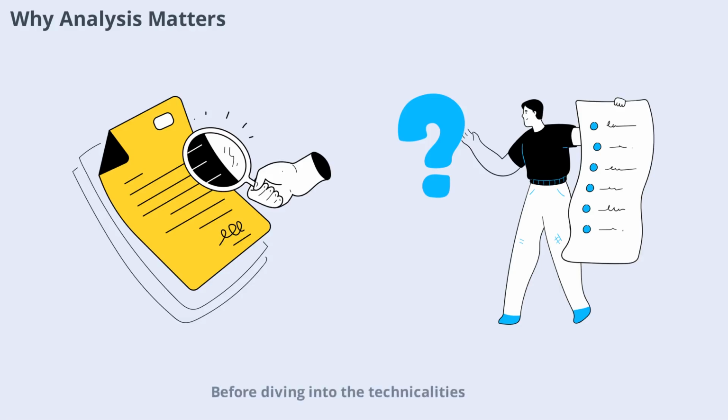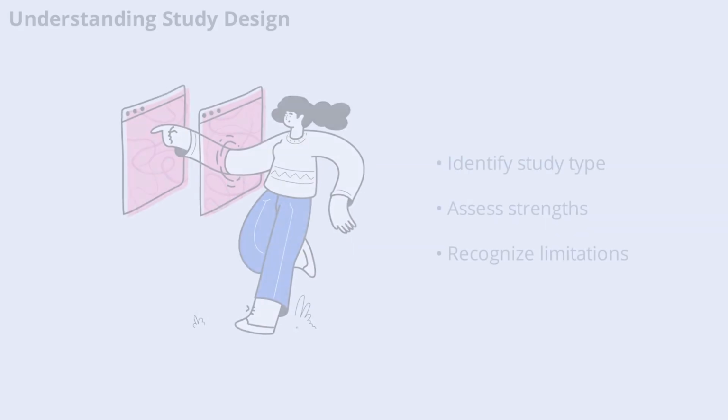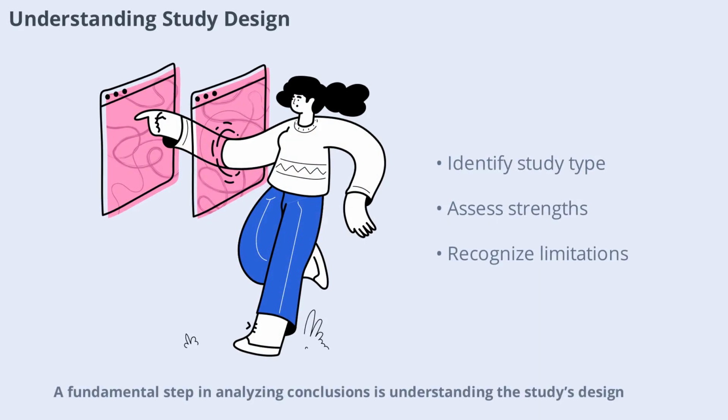Before diving into the technicalities, let's discuss why analyzing study conclusions is so crucial. Biomedical research directly impacts patient care, public health policies, and even our daily lives. Misinterpreting a study's findings can lead to misinformation, ineffective treatments, or wasted resources. By learning to critically assess conclusions, you empower yourself to separate robust evidence from weak claims. This skill not only benefits professionals but also helps the general public navigate the flood of health information encountered every day.